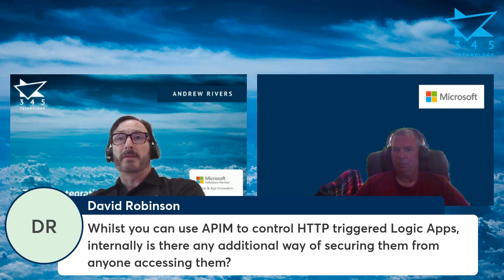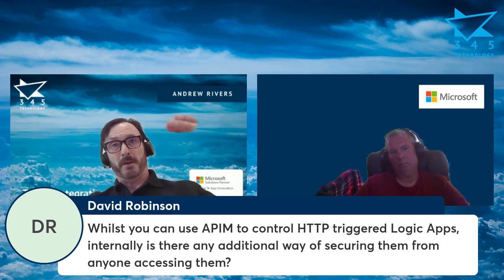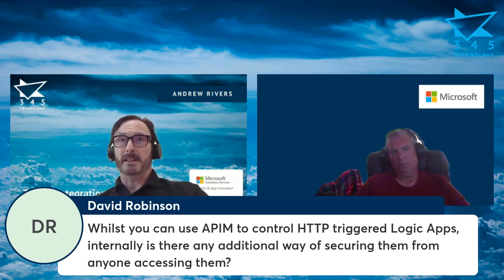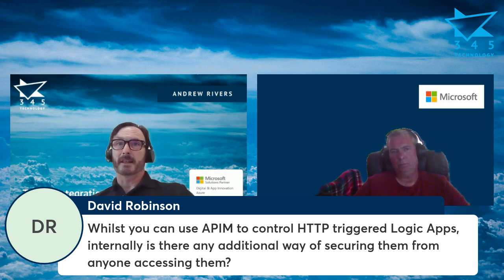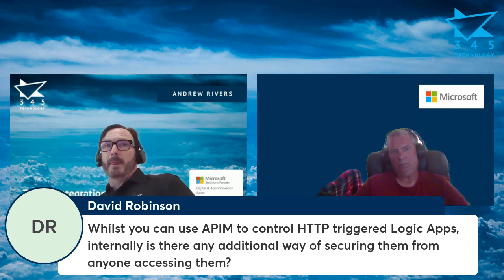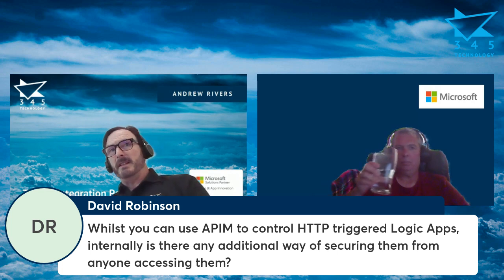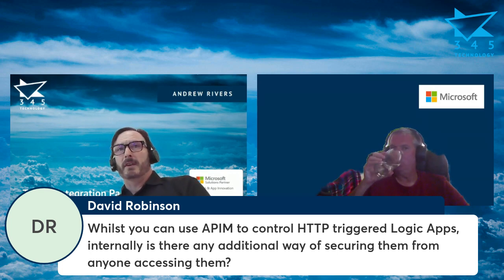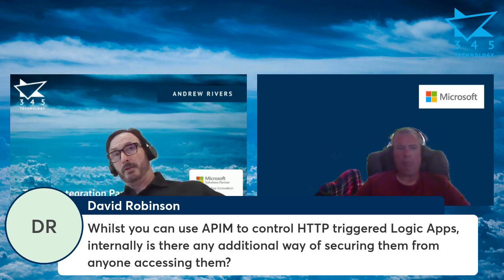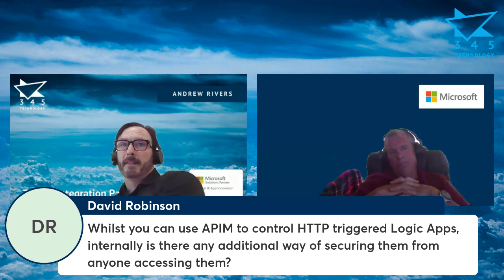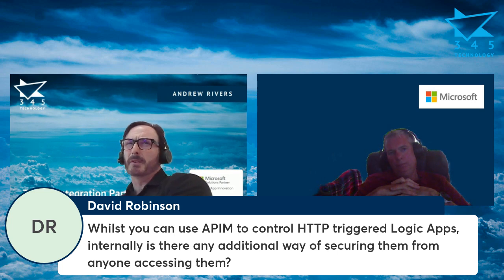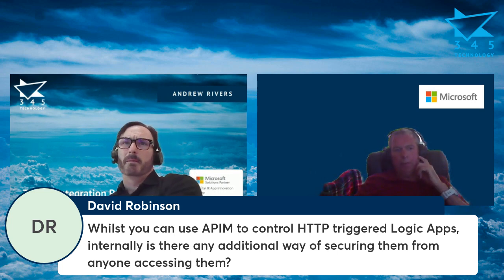Okay, so Dave. Whilst you can use APIM to control HTTP triggered logic apps, like we demonstrated, where you put APIM in front of a logic app, if someone else is on your internal network, can you stop them from accessing that? Can you stop people from calling the logic app directly? I think that's what you're saying, Dave. So I suppose part of this comes back to the managed identities thing, doesn't it? If you're making sure that it's APIM flowing through that managed identity, and that's what's allowed to call the logic app, then if anyone else is calling it direct, they wouldn't be able to. Can you think of any other things you might do on that one, Dave?